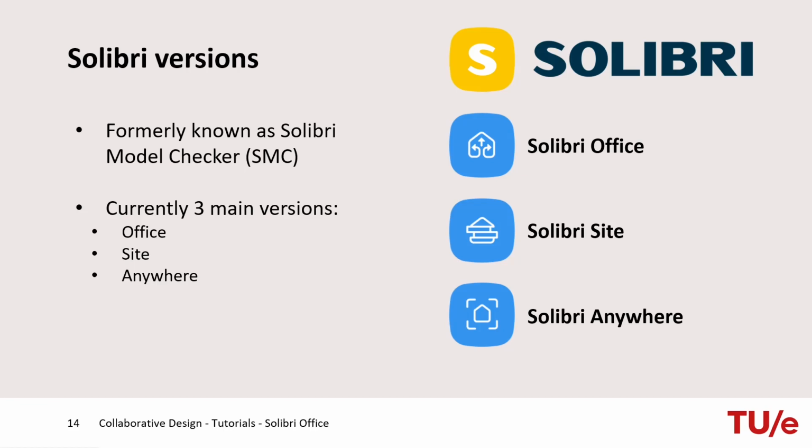Solibri Office is formerly known as Solibri Model Checker. Therefore, it is sometimes referred to in this way. The Solibri product range currently exists out of 3 products: Solibri Anywhere, Site and Office. Through the university license you get access to Solibri Office, which includes all functionalities. The Anywhere version is free and includes model viewing and issue creation. Solibri Site has these functionalities and on top of that classifications and quantity takeoff. Finally, Solibri Office has all these functionalities and includes model checking and rule set creation.